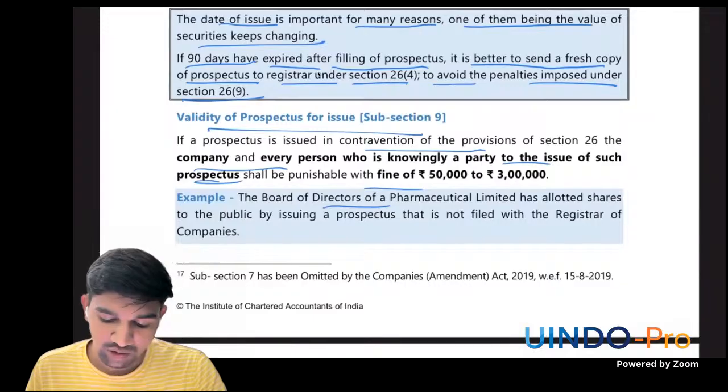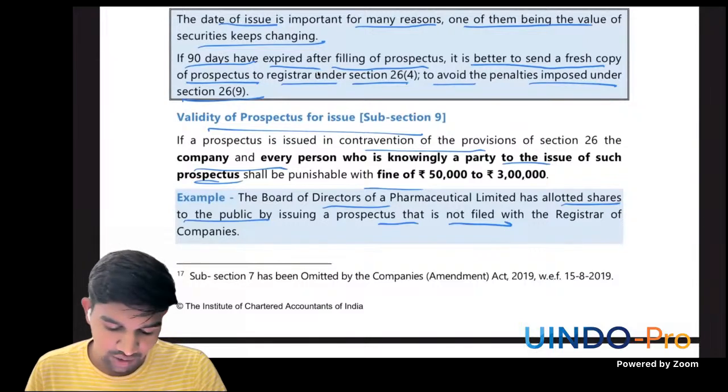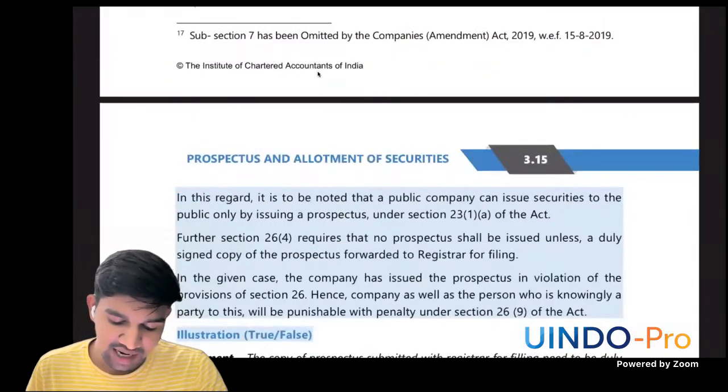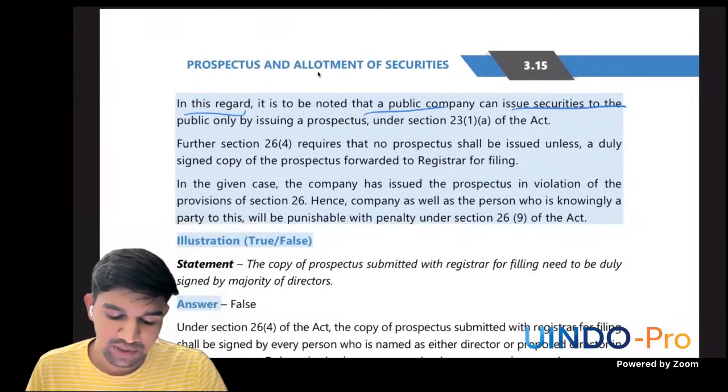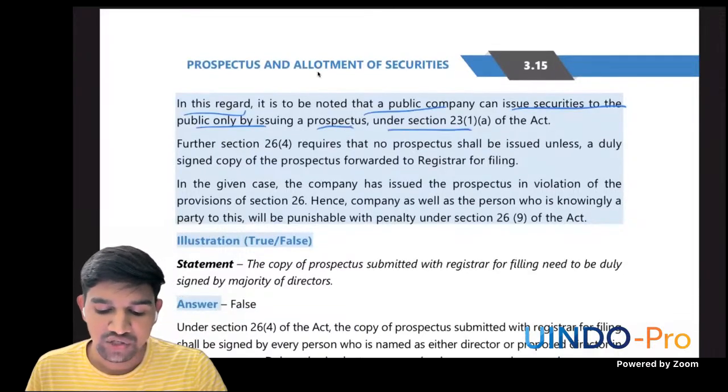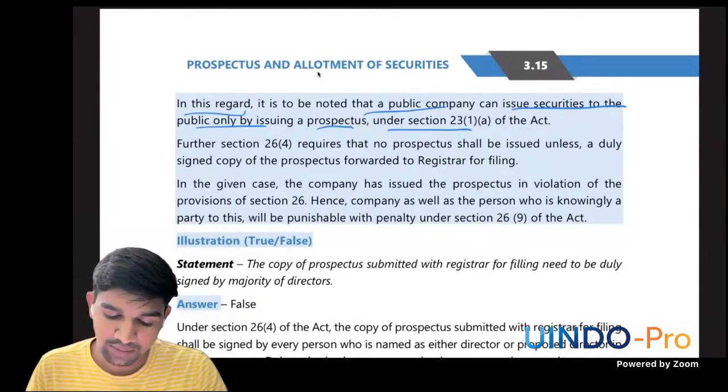The board of directors of a pharmaceutical limited has allotted shares to the public by issuing a prospectus that is not filed with the registrar of companies. In this regard, it is noted that a public company can issue securities to the public only by issuing a prospectus under Section 23, subsection 1, clause A of the Act.